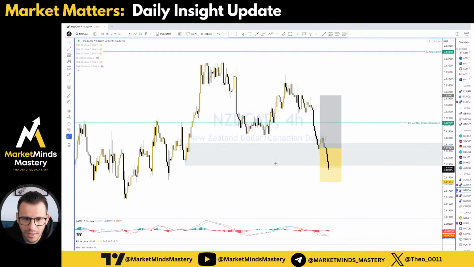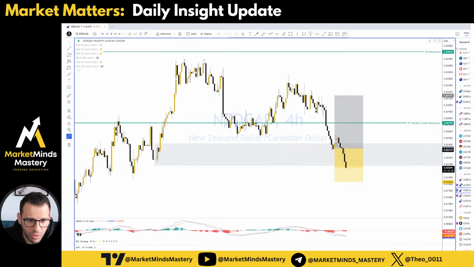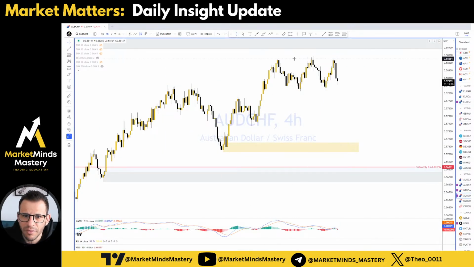New Zealand CAD, I'm still in this trade, so it's negative so far. I entered from this bullish engulfing order block here. I was expecting the price to bounce to the upside, but again, that's all expectations and probabilities. Let's see what's going to happen with this one. Aussie Swiss, 4-hour area of resistance here and the support down there. Let's see which one is going to win the battle.